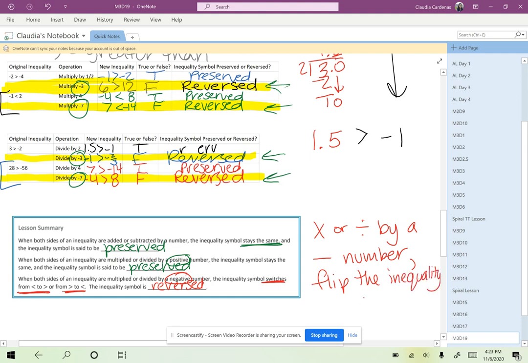That is our stamp, and that is what we are going to practice today in our problem set and our exit ticket. Here we go. Let's try some out on our own.